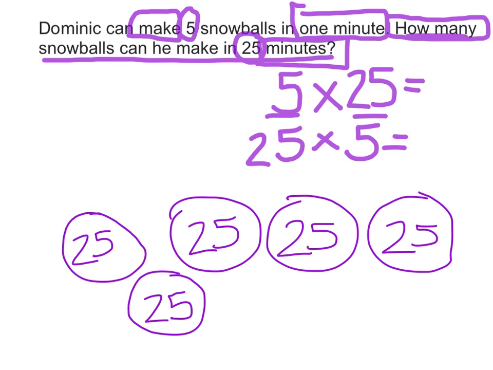I know that a quarter is worth 25 cents, so I can skip count by 25s to find my total. So I can say 25, 50, 75, $1 or 100, 125. That was much easier. So 5 times 25 is 125. Or 25 times 5 is still 125.